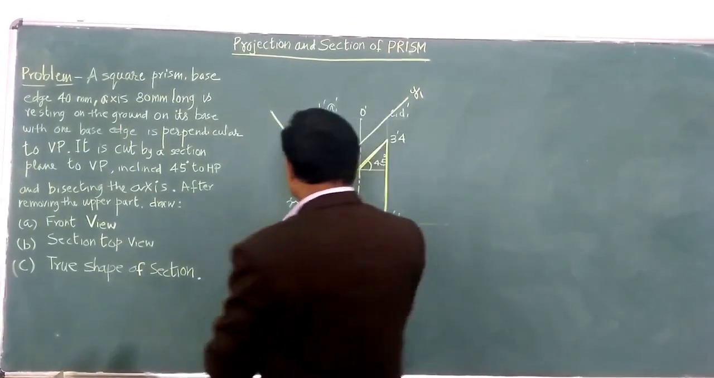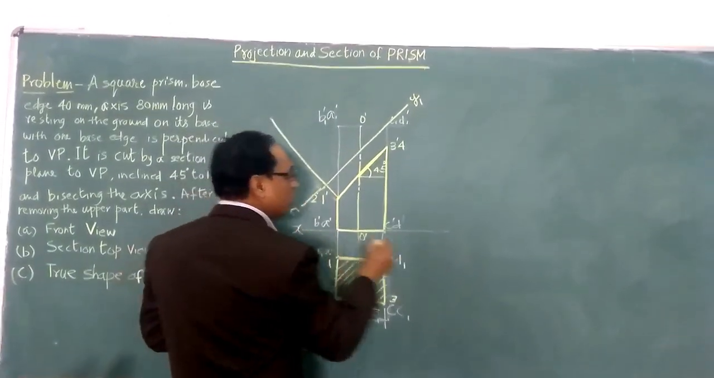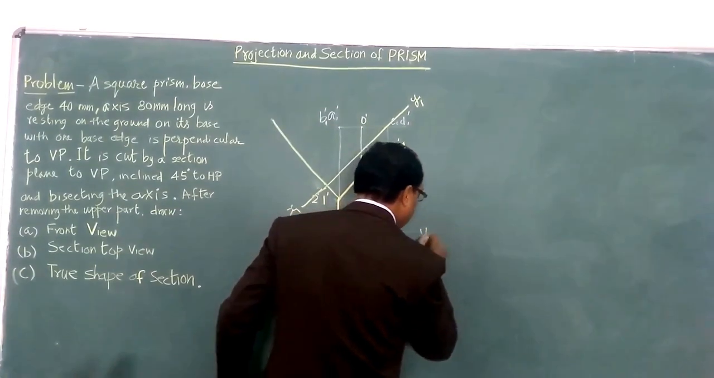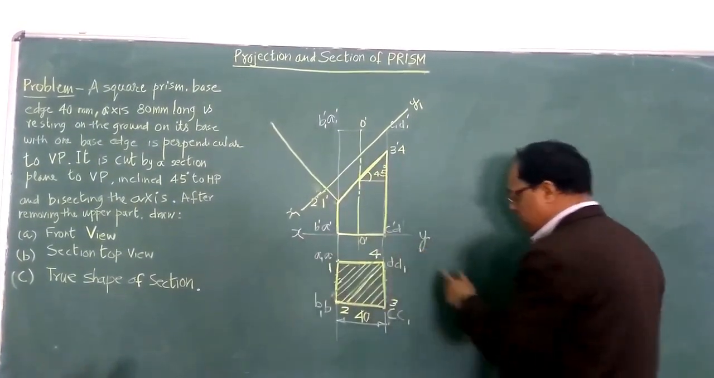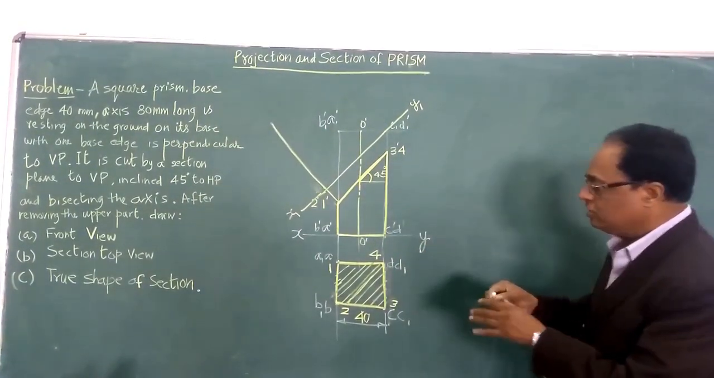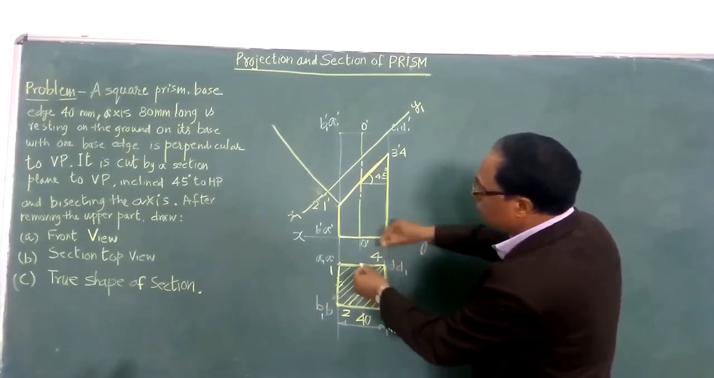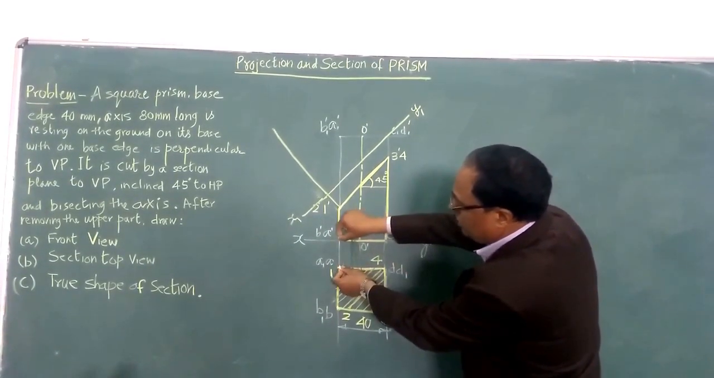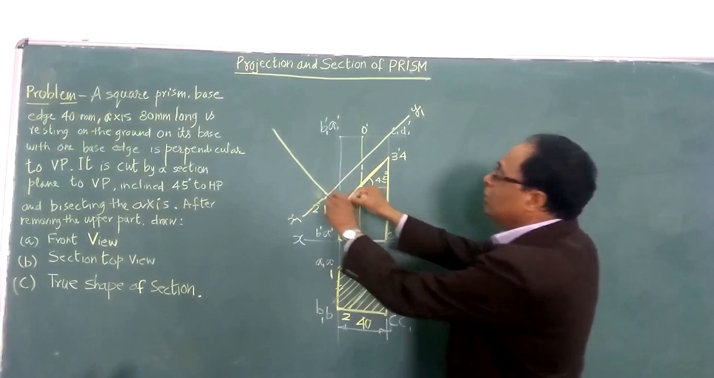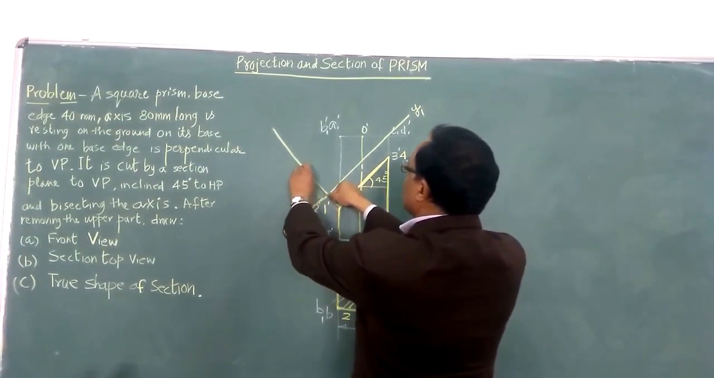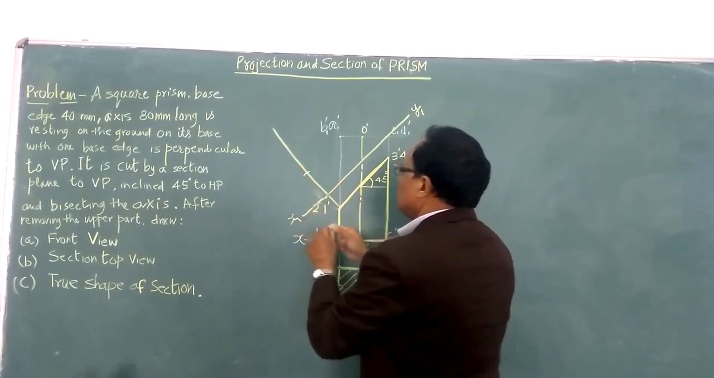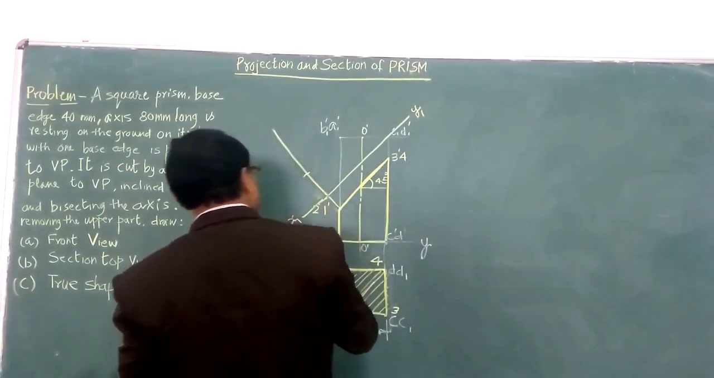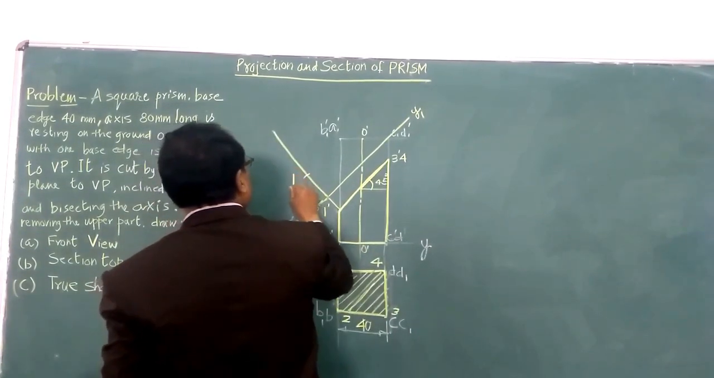This is the previous ground line. Take the distance from the previous view to the previous ground line and shift it to the new ground line, on the projector drawn from 1 dash. This is point 1.